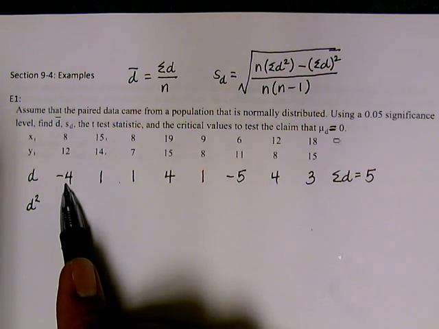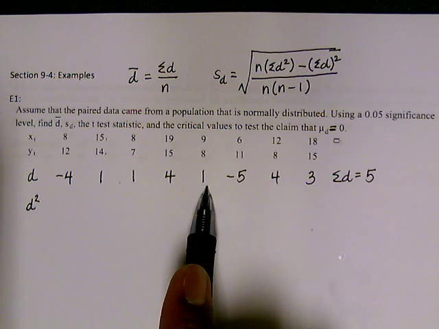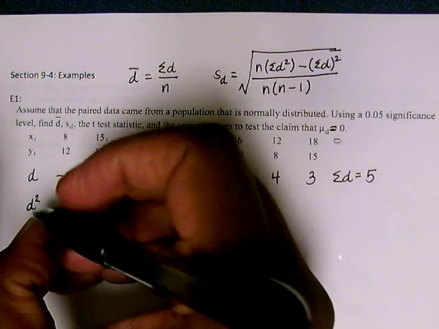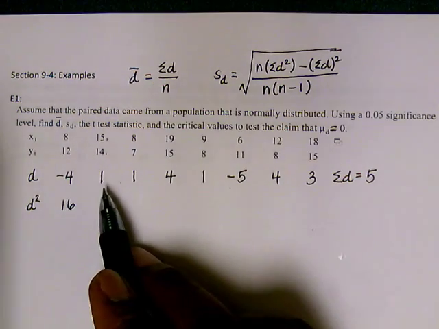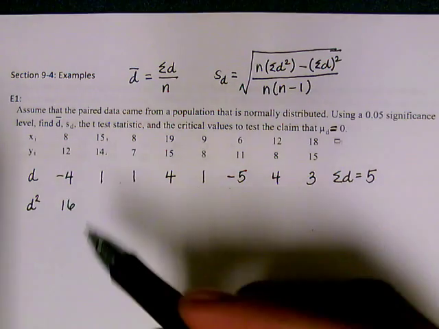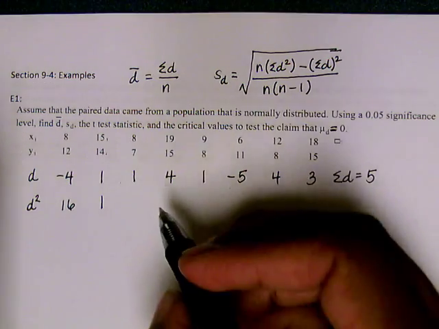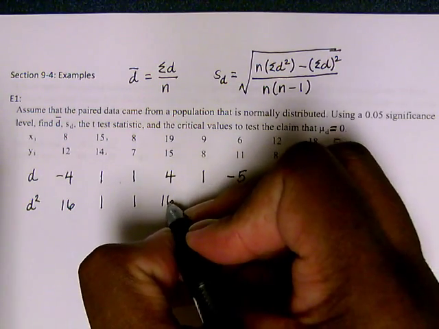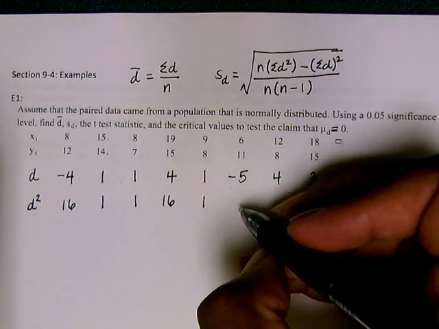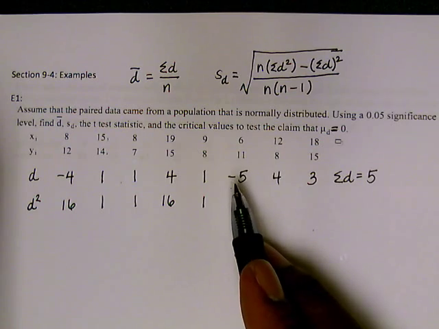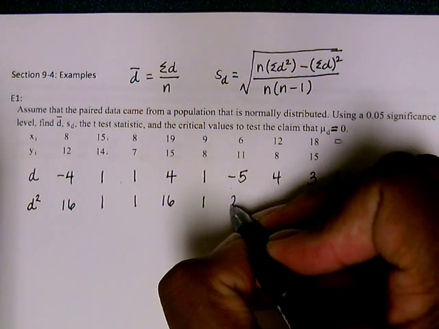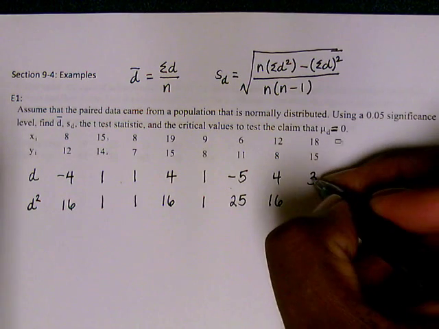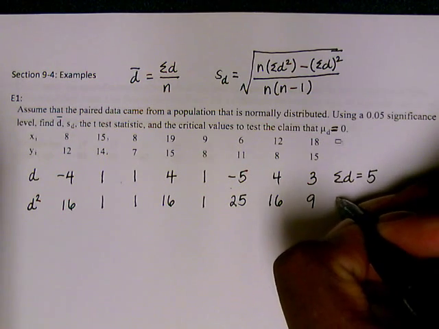And then d squared, I'm going to square each individual difference that I came up with. So for negative 4, if I square negative 4 times negative 4, that's 16. For the 1, 1 squared will be 1. 1 squared again will be 1. 4 squared is 4 times 4, that's 16. 1 squared will be 1. Negative 5 times negative 5 will be 25. 4 squared, 4 times 4 again, that's 16. 3 squared, 3 times 3 will be 9.